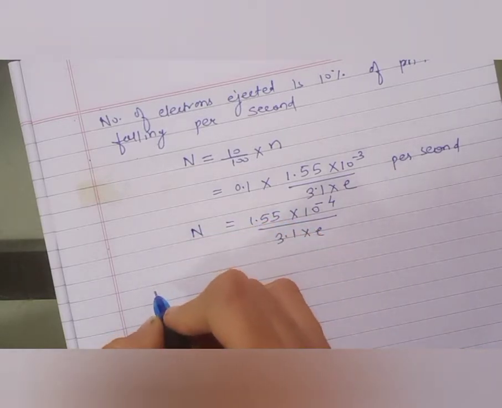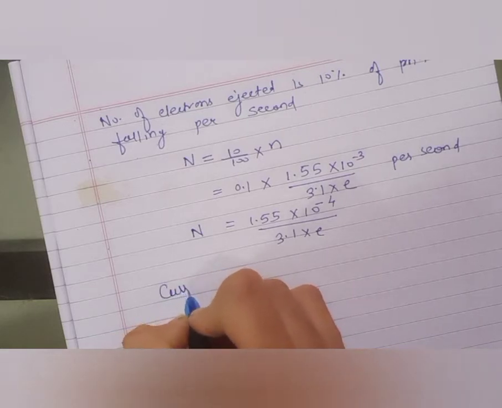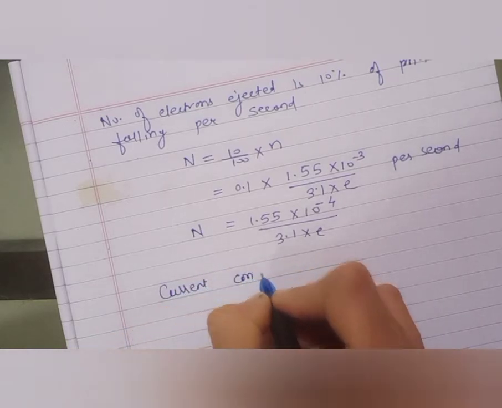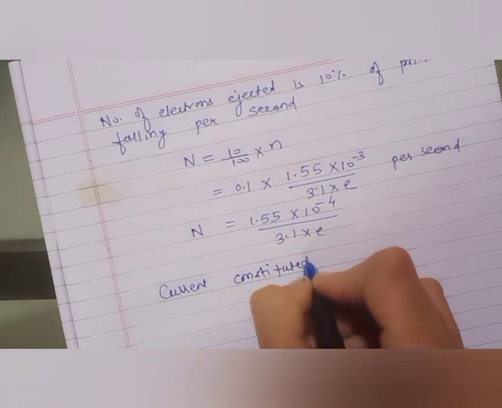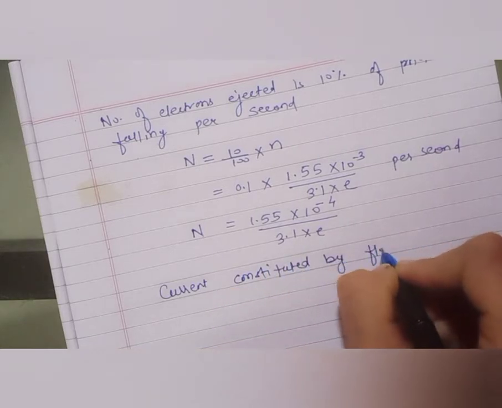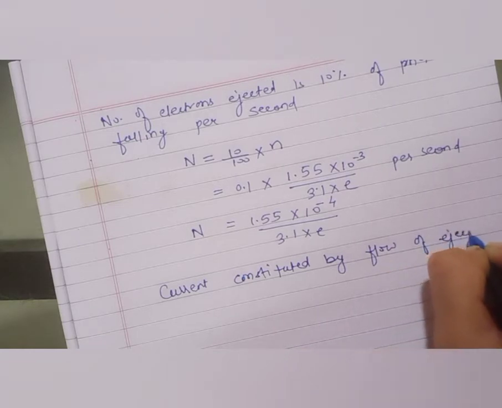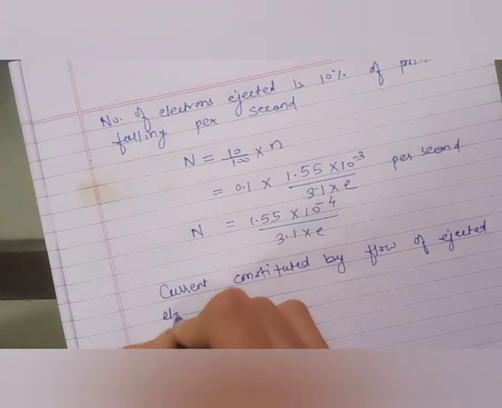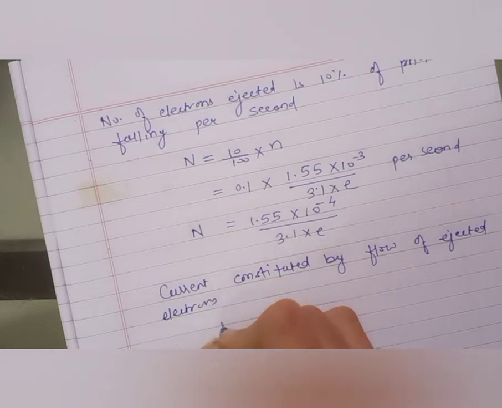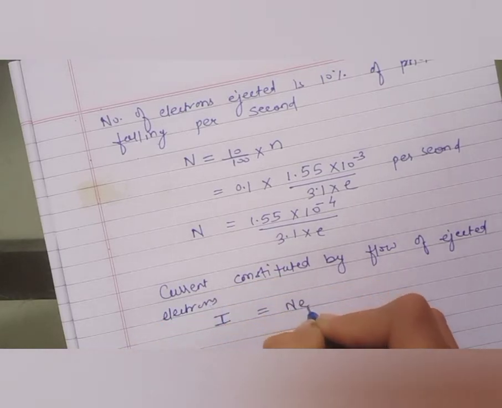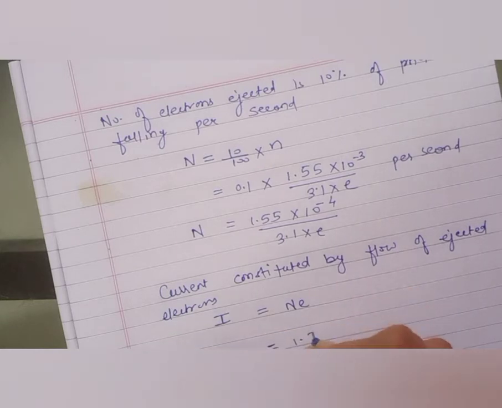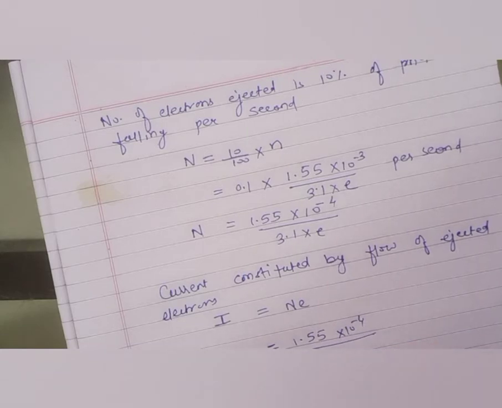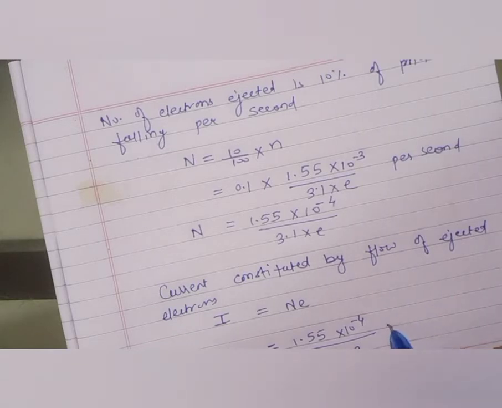Now what we have to find out in the numerical is the current. So the current constituted by the flow of ejected electrons is given by I equals N multiplied by e. N is 1.55 into 10 raised to minus 4 upon 3.1 into e, and this is multiplied by e. This is the value of N, and this is the value of e.